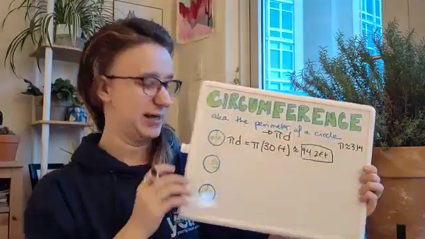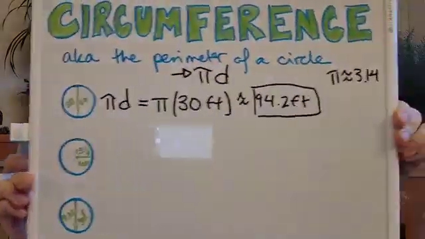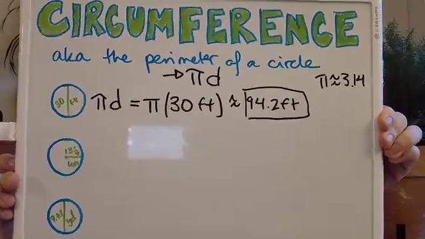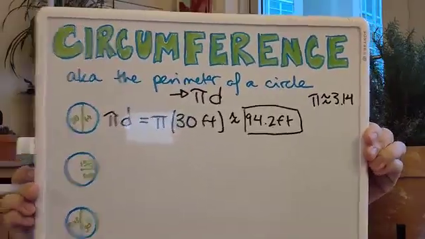Now, the second one illustrates one of the things I see students mess up on the most when they're learning about circumference, okay?